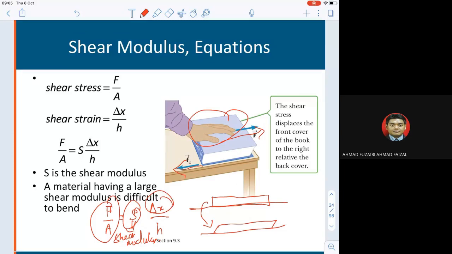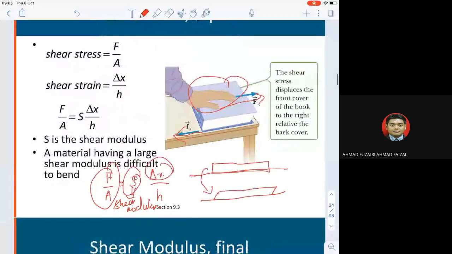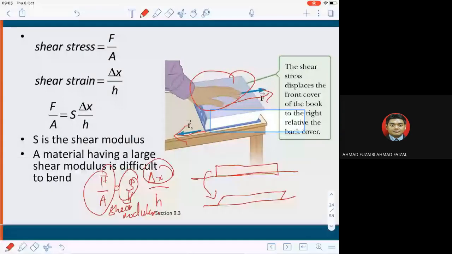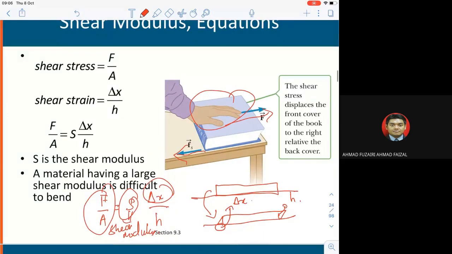Okay, delta X is this thing, meaning that from the original one, okay, the original one, right? Let's see. This part. So this part is considered as delta X. And what is H? H is the height of the object. Okay, height of the object. So delta X is the change in the shear.